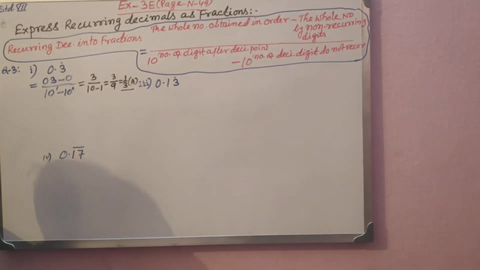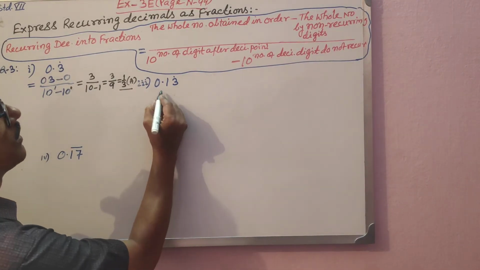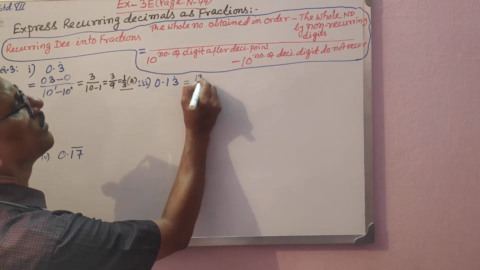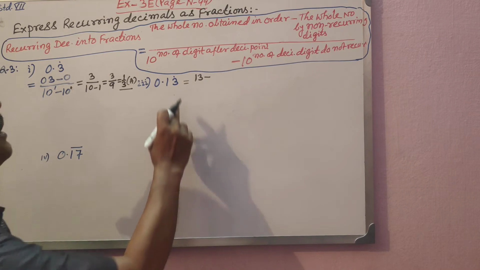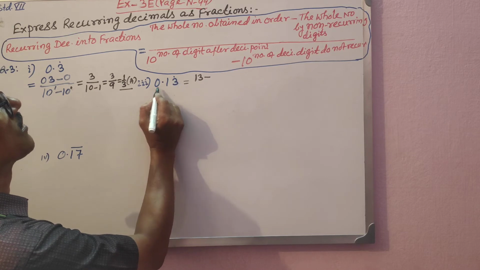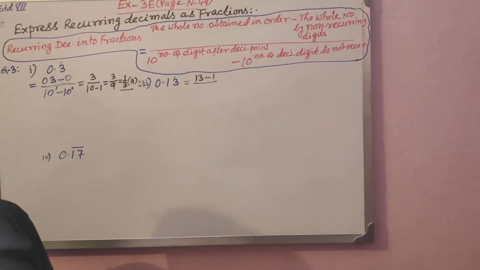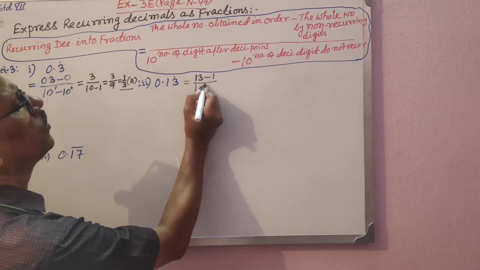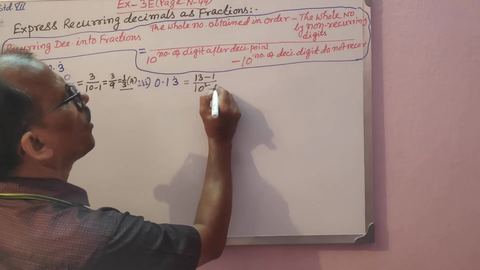Did you understand it? Okay, let us do this one solution. So the whole number in order will be what? 0, 1, 3, that is 13. That is the numerator. Then minus the whole number of the non-recurring digits in order. So here the recurring digit starts. So these two, 0, 1, that is 1. 13 minus 1 is the numerator, divided by 10 to the power of the number of decimal digits. After the point, how many digits are there? 2 digits are there. So 10 to the power 2 minus 10 to the power what?